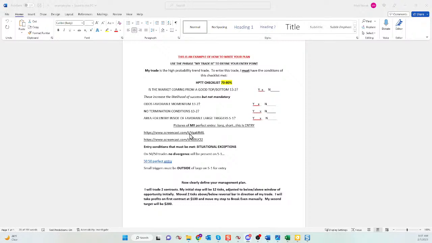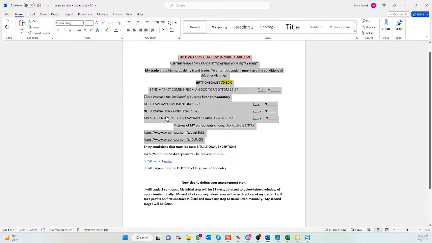I'm going to take pictures of my perfect entries. I'm going to put a couple of them into the spreadsheet to make sure that I'm comfortable. Guys, simplicity. This is an entry plan for a brand new user. It's about 1/3 of a sheet of paper, and it will grow as you grow as a trader.